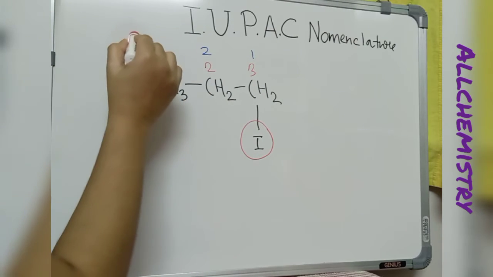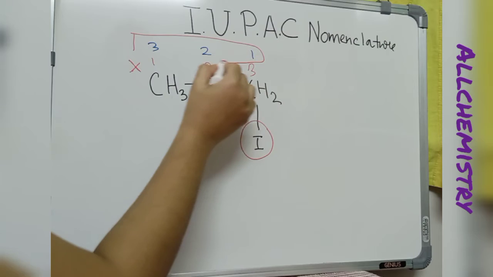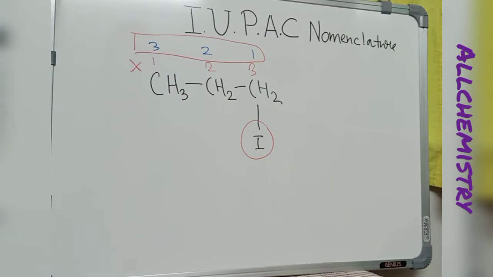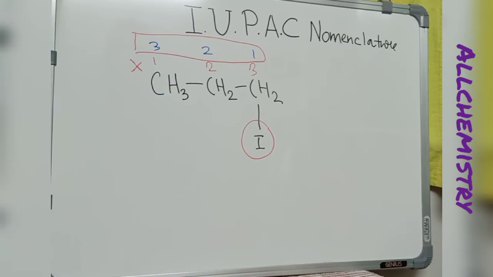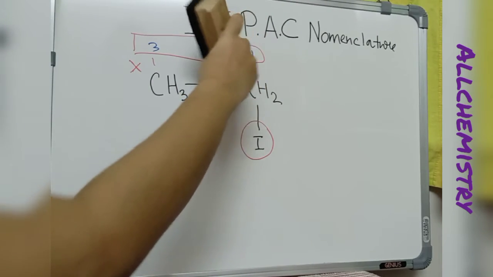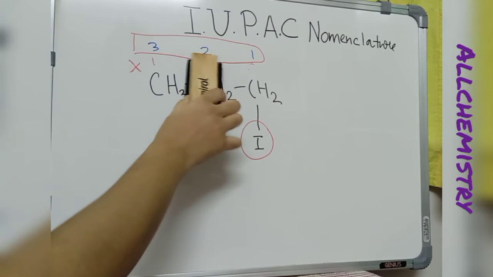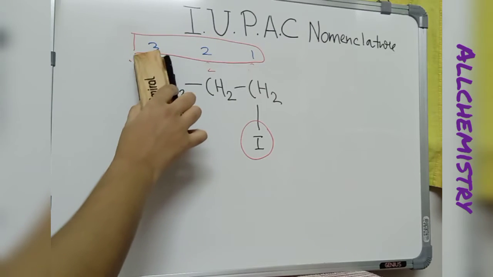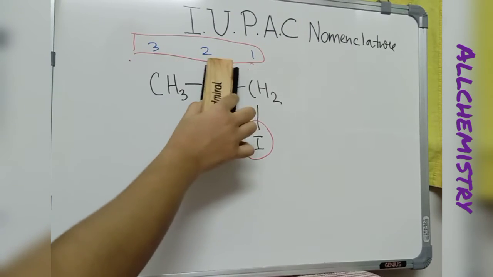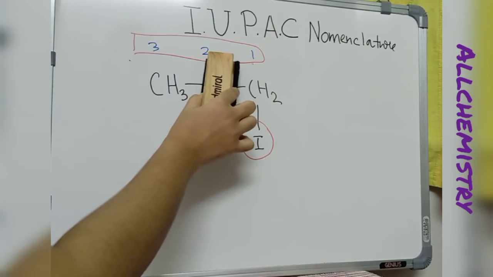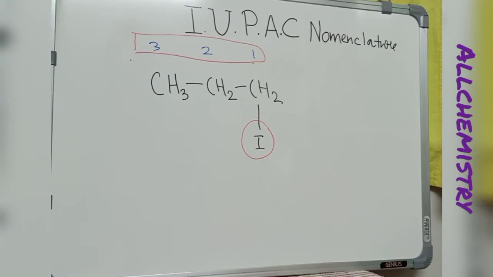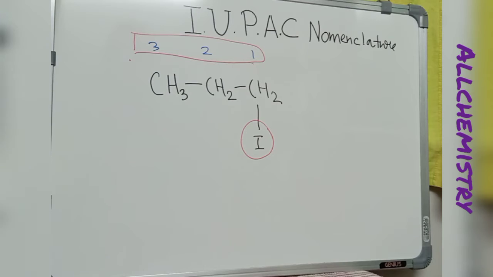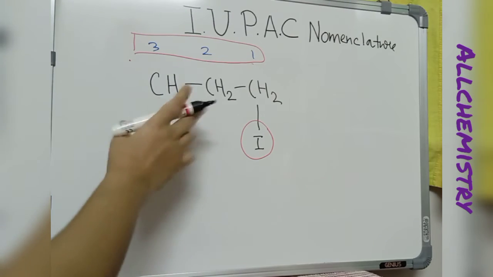So the right numbering is this: we have to put 1 on this carbon. This is the wrong numbering, so the above one is the right one. Now look, we have iodine on carbon 1, and we have 3 carbon atoms in the chain.